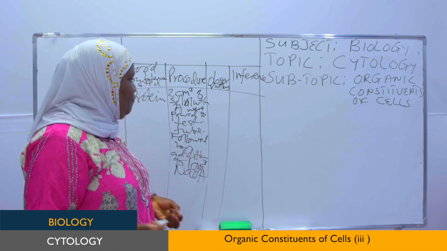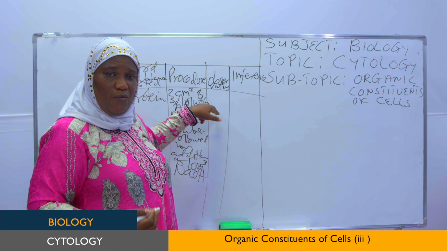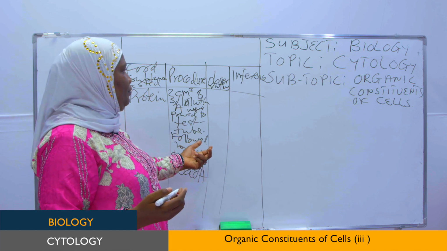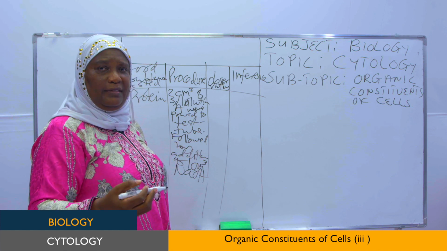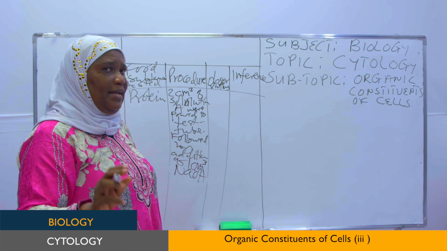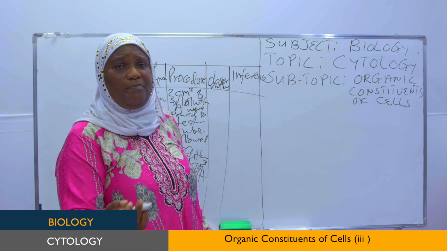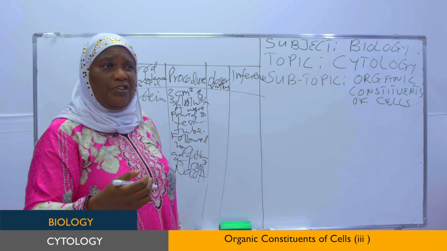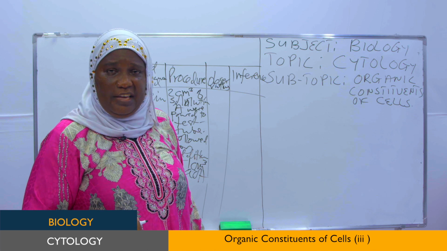Therefore, after writing the procedure here, you write the observations, whether negative or positive. If you find that purple color was observed, you write here: purple coloration observed in the test tube containing solution A. And if you find out that the color retained the color of the reagent, which is bluish, you also say in observations: bluish coloration retained in sample solution A.